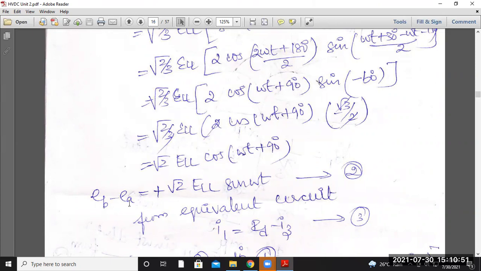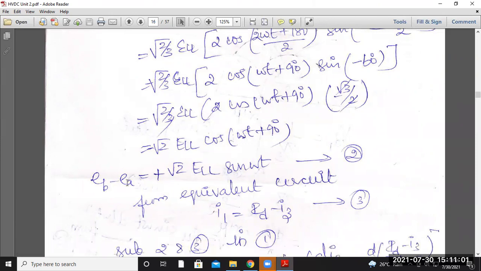Here we are not converting the cos; you can just convert cos(omega t plus 90 degrees) and you will get sin omega t. So here EB minus EA, you are getting plus root 2 EL sin omega t. That is equation 2.